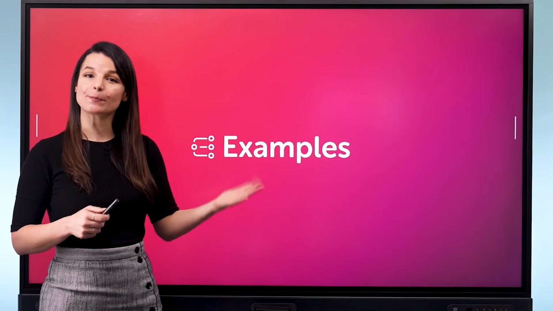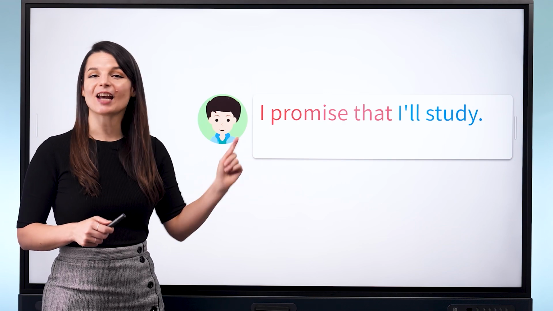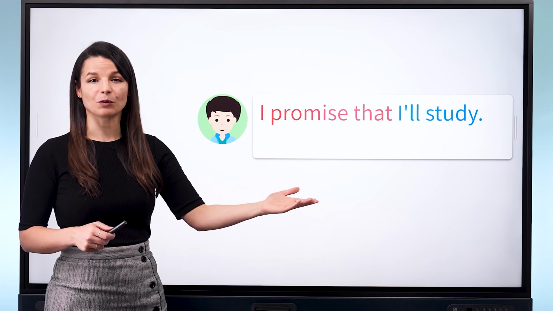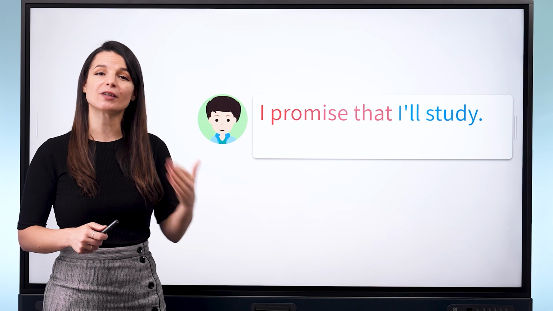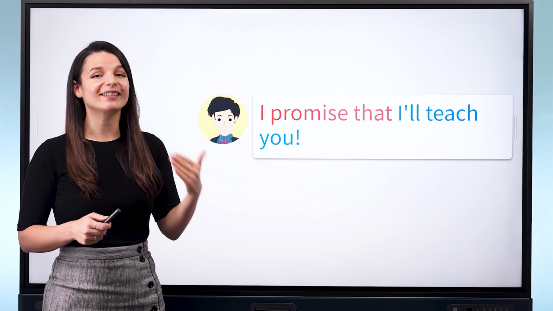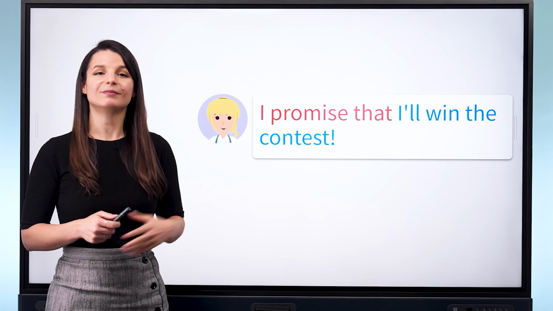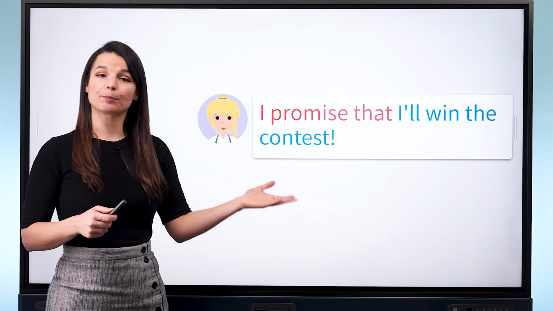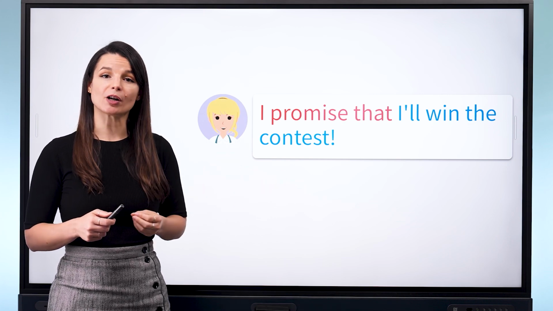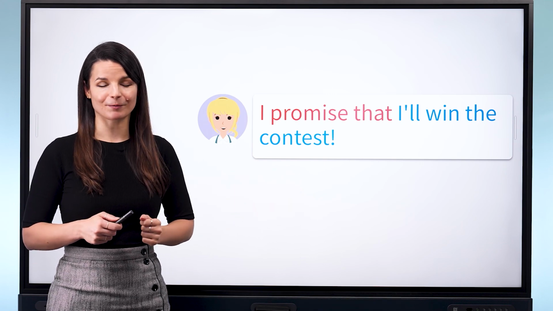Now, let's look at some speaking examples. I promise that I'll study. Can you see how the pattern applies here? I'll study turns to I will study, with will study as the future simple verb. Next, I promise that I'll teach you. Will teach is the future simple verb here. Let's try one more. I promise that I'll win the contest. Will win is the future simple verb, followed by an additional detail, the contest, to make a longer phrase.